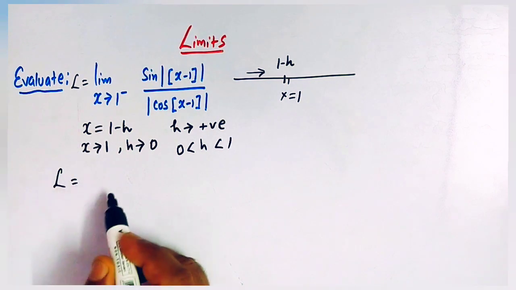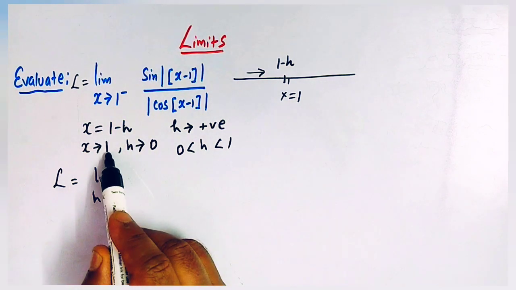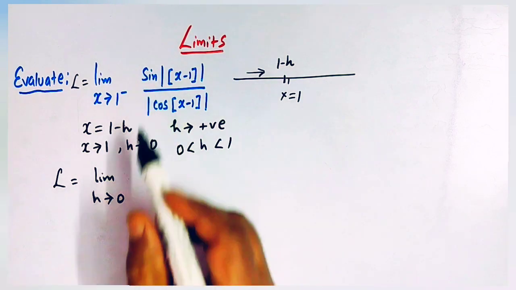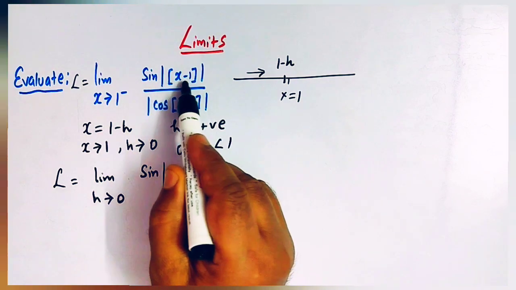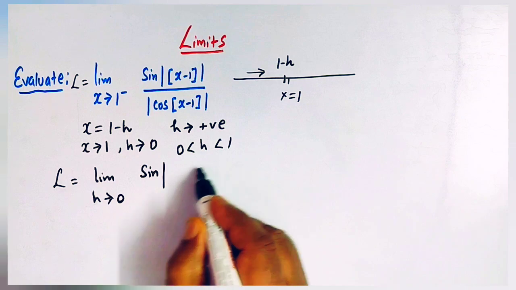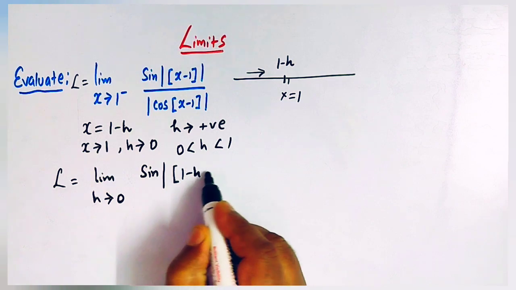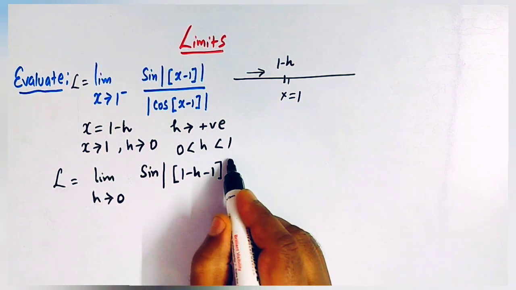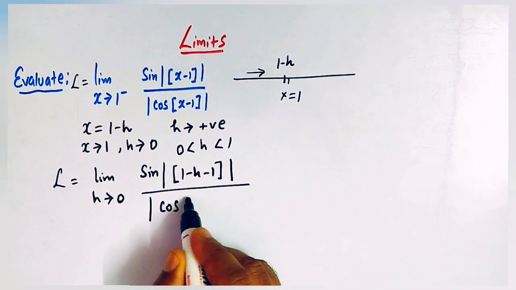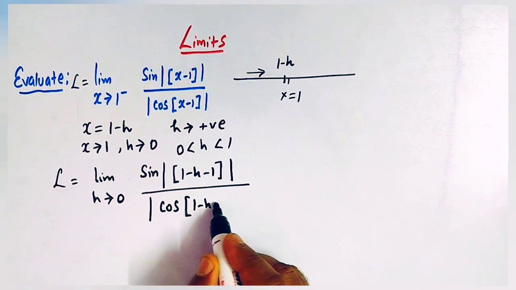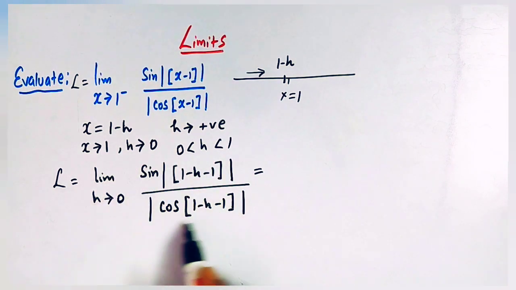Now this limit L can be written as the limit h tends to 0, because when x tends to 1, h tends to 0, of sin of the mod of greatest integer of x minus 1. We can now write greatest integer of 1 minus h, minus 1, with the mod sign, and in the denominator we have mod of cos of greatest integer of 1 minus h minus 1. Now we'll simplify this expression.